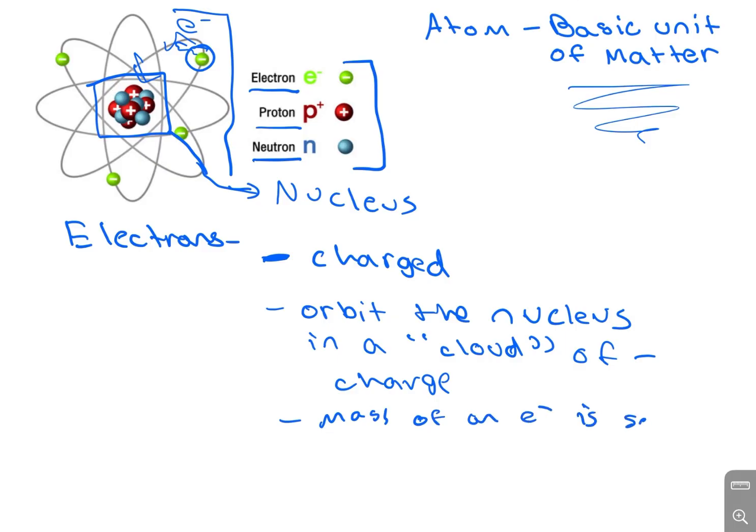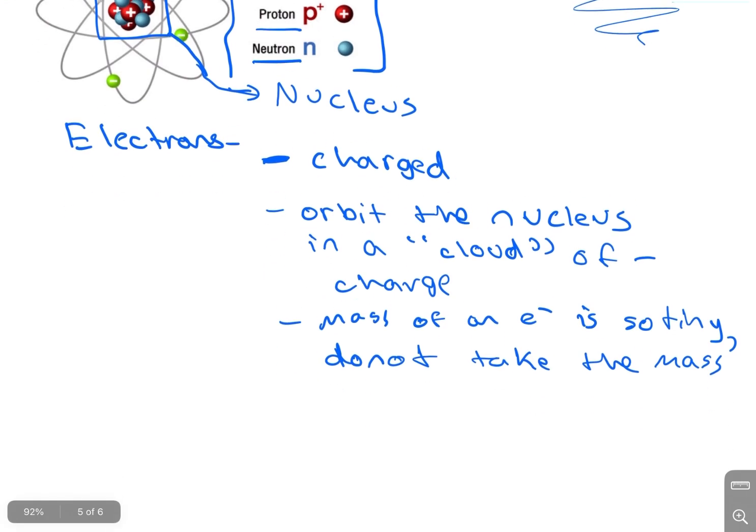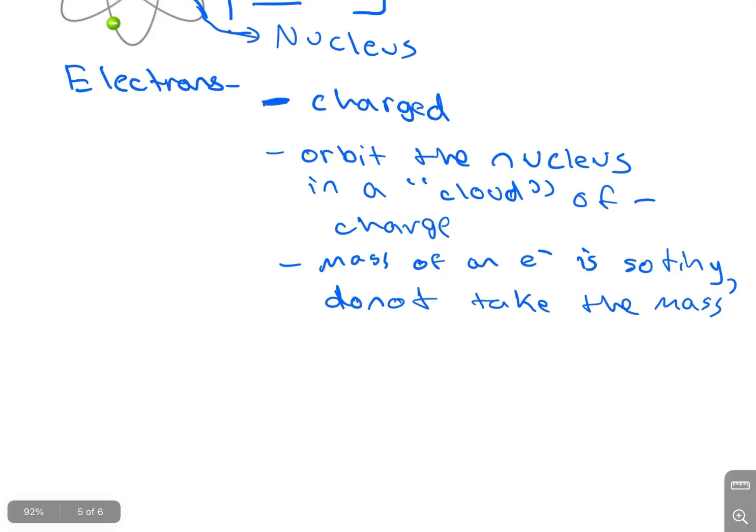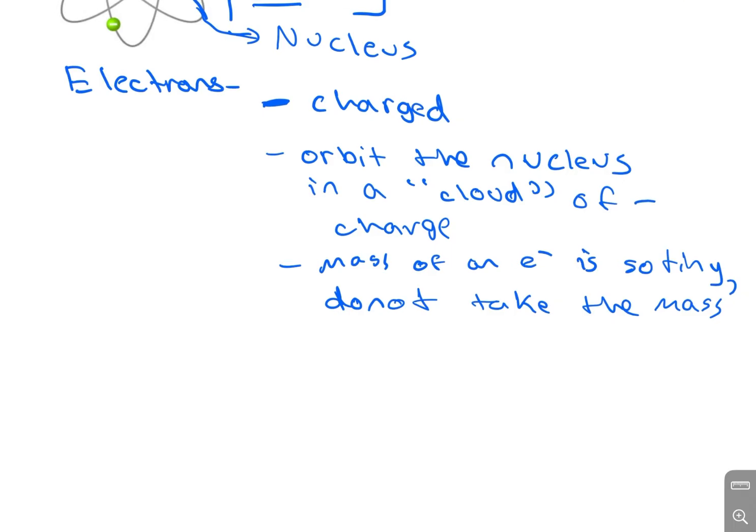electron is so tiny that we don't take into account its mass when we're calculating the atomic mass. We do not take the mass. The mass is so small that we don't even care about it when we're calculating the mass of the atom. The electron mass is so tiny.